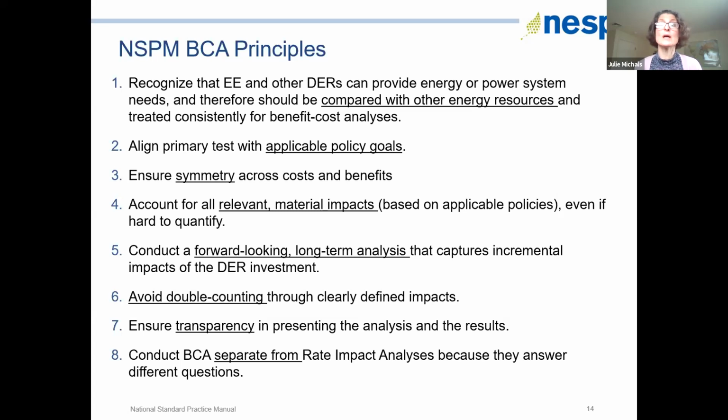Transparency is critical, and the NSPM process allows for that. And lastly, conducting a BCA should be done separately from a rate impact analysis. That's increasingly important as we're looking at valuing certain DERs, especially EVs and distributed generation, where there's a tendency to account for revenues as benefits. We need to make sure we're really separating that from a rate impact analysis, which answers different questions than a BCA analysis.